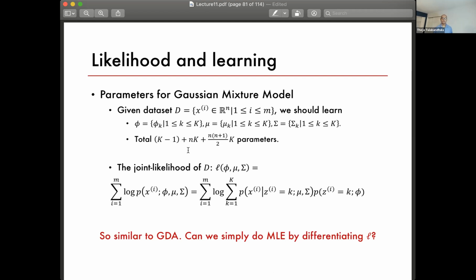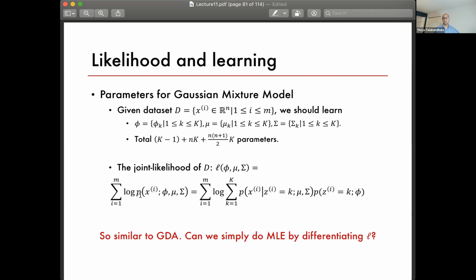And if you write the joint distribution, or rather the likelihood of the data D, that's going to be a function of these parameters phi, mu, and sigma. Where we said mu1 to mu k, let's call that set mu, and sigma1 to sigma k, let's call that set sigma. So if you write the log likelihood of the data, it is the sum over i equals 1 to m of the log of the probability of each data point given these parameters.